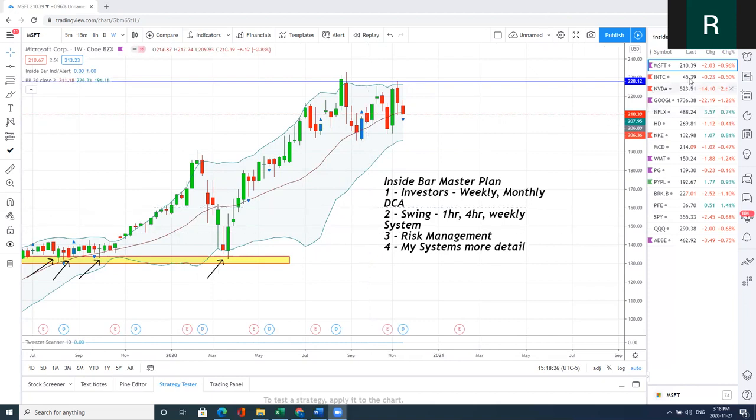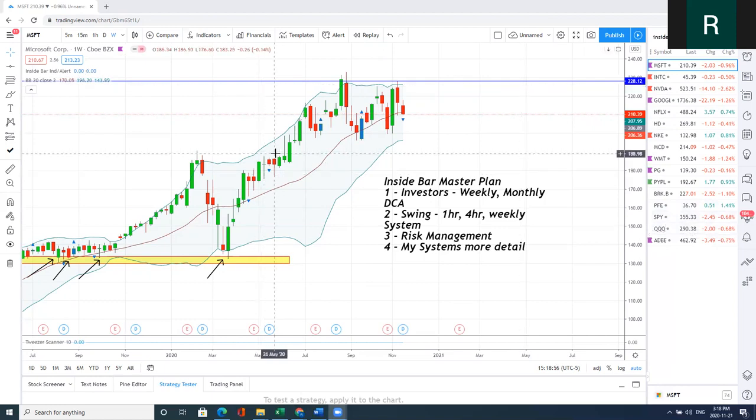These ones that I have here in the corner are the ones that I shared on my Twitter that I find really work well with inside bars. So they're big blue chips: Microsoft, Intel, Nvidia, Google, Netflix, Home Depot, Nike, McDonald's, Walmart, Procter & Gamble, PayPal, Berkshire Hathaway, I don't even know how to pronounce this pharma company, Pfizer, I guess, SPY, the Qs, and Adobe. These are also index ETFs, which works really well as well. So you can do that on the index too.